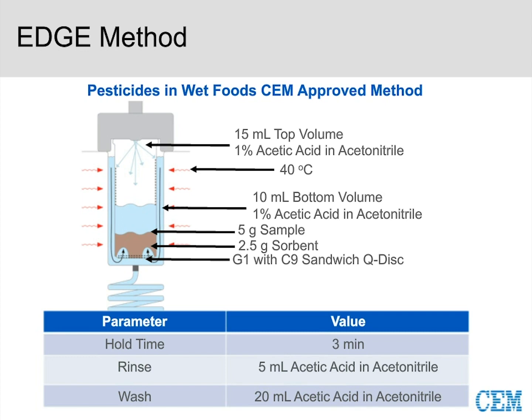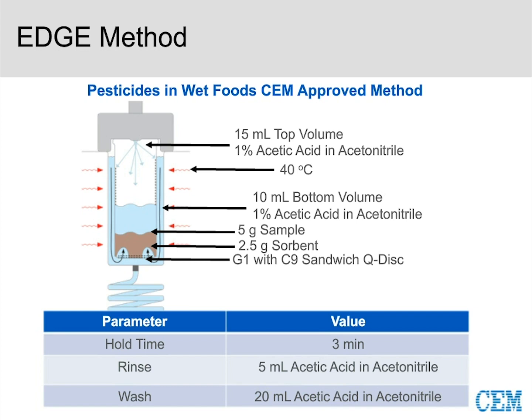Now that sorbent is necessary because if we compare back to QuEChERS, that water in the strawberries is aiding in the extraction. It's necessary. So it's necessary for that extraction in the QuEChERS. However, on the Edge, we need to remove it. We don't want that water there. We don't want that water getting into our extract and causing any issues with our analysis. So we're going to want to put something in our cell that is going to remove that water.